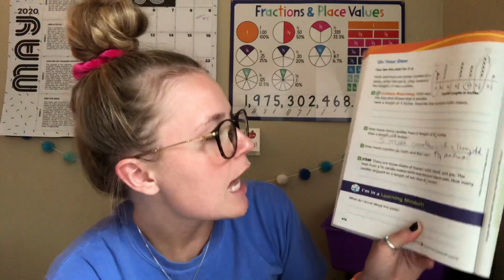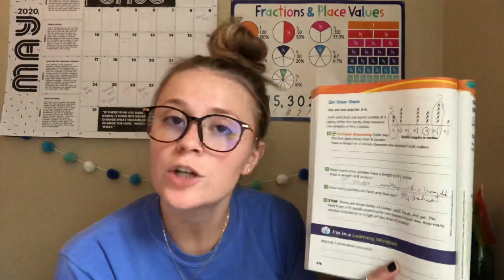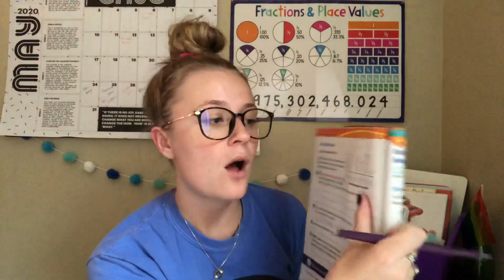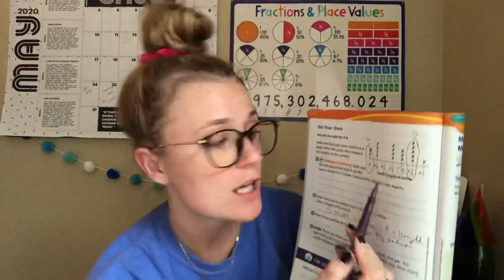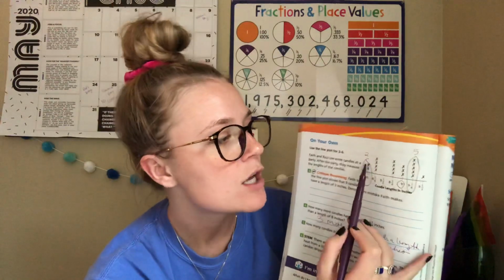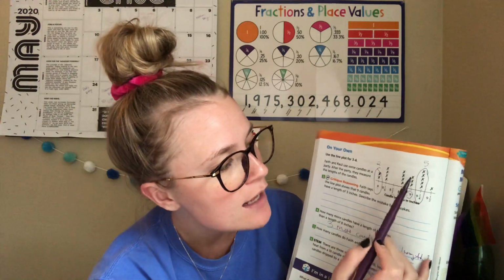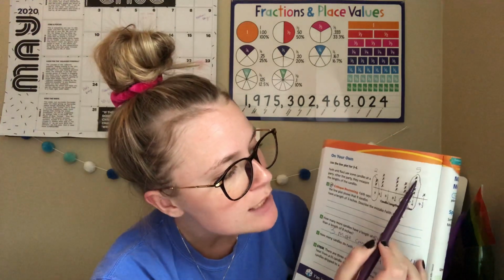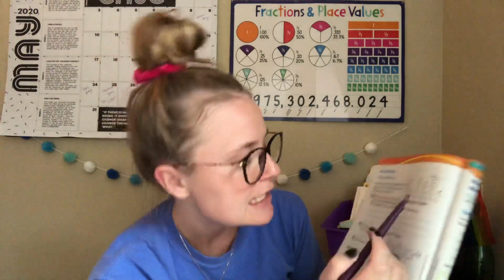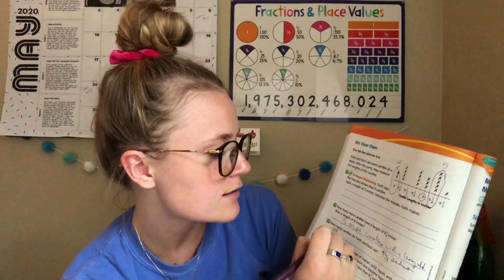Part 5 says, how many candles do Faith and Raul use? So that would be all of the X's, because each of the X represents a candle. So we have 1, 2, 3, 4, 5, 6, 7, 8, 9, 10, 11, 12, 13, 14, 15, 16, 17, 18, 19. 19 candles.